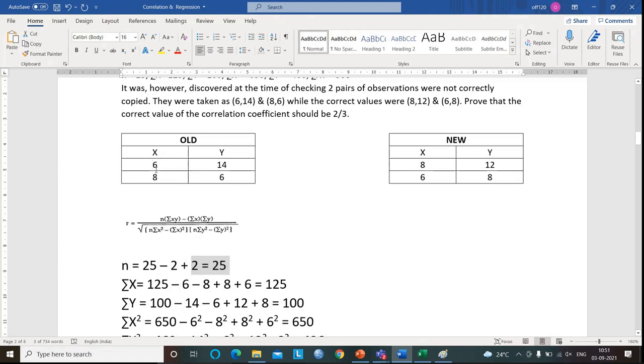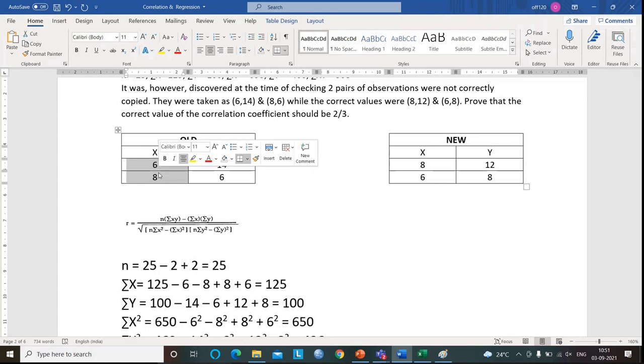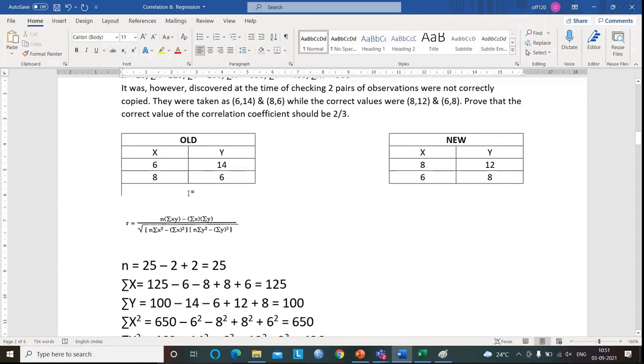How many observations am I removing? 2. How many observations am I adding? 2. So it becomes the same number. That means there is no change in the number of observations here because we are replacing them, not deleting them. If we were deleting them, it becomes 25 minus 2 is equal to 23. Or suppose for 25 observations, if we are adding some more observations, then we simply get plus that number of observations.